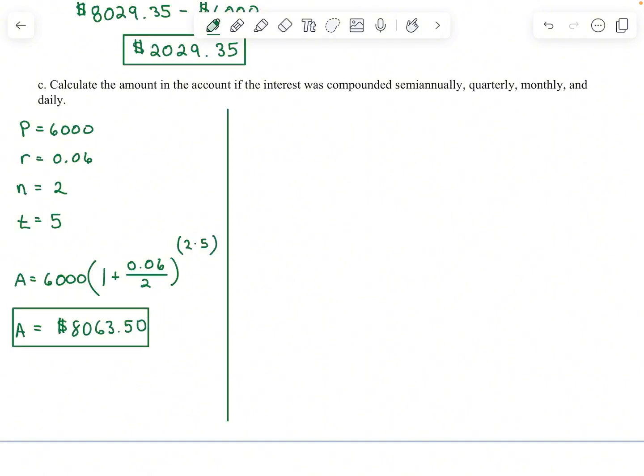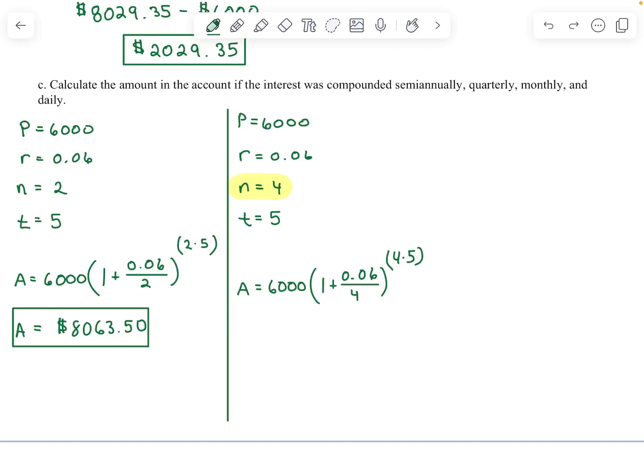Now let's see how much will be in his account if interest was compounded quarterly. Everything's going to stay the same, except now Jeremy is going to earn interest 4 times a year. So the formula is going to be A is equal to 6,000 times the quantity 1 plus 0.06 divided by 4 raised to the 4 times 5 power. You can use Decimus to evaluate this expression, and Jeremy will have $8,081.13 in the account.